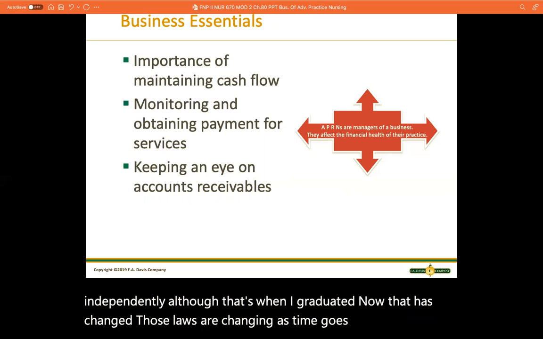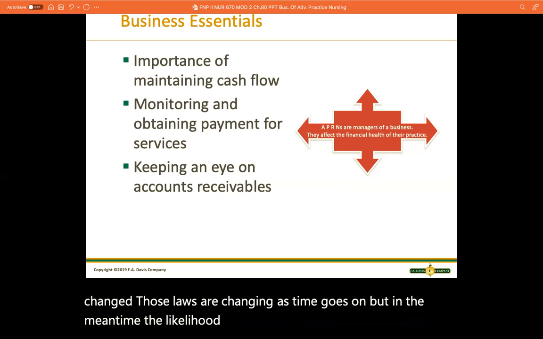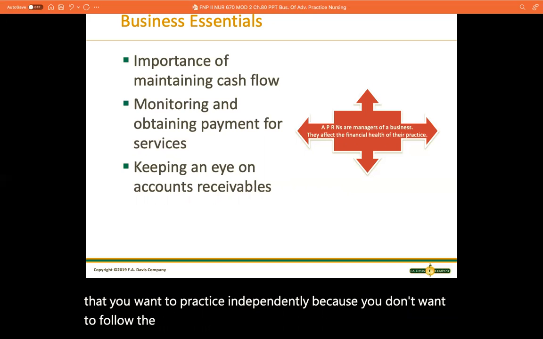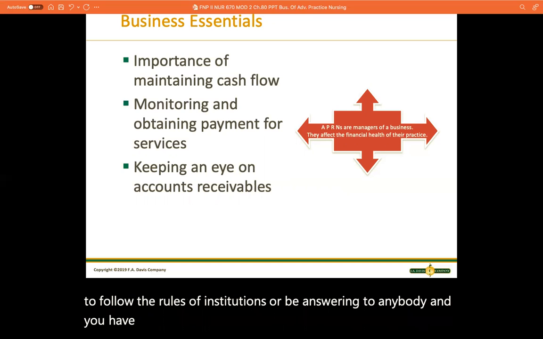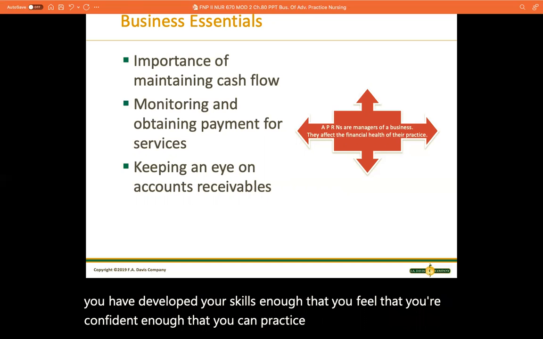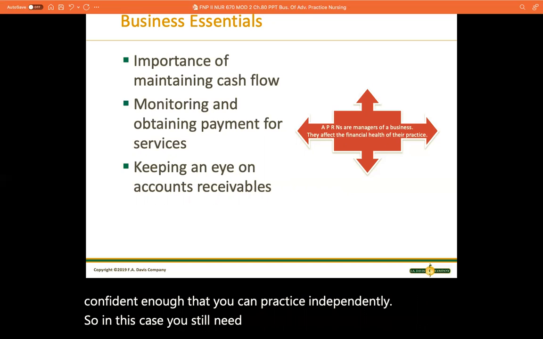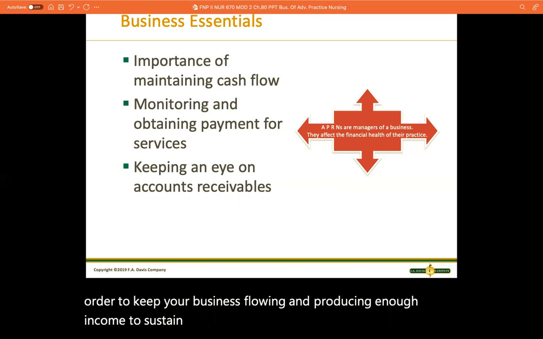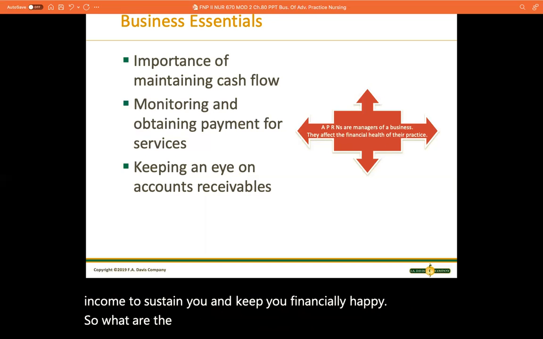But in the meantime, the likelihood is some of you may at some point decide that you want to practice independently because you don't want to follow the rules of institutions or be answering to anybody, and you have developed your skills enough that you feel competent to practice independently. So in this case, you still need to know the business essentials in order to keep your business flowing and producing enough income to sustain you and keep you financially happy. So what are the business essentials we need to talk about?